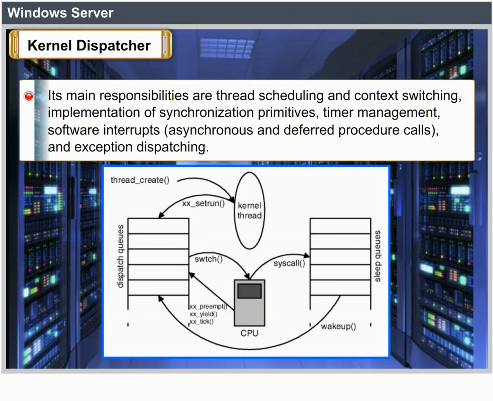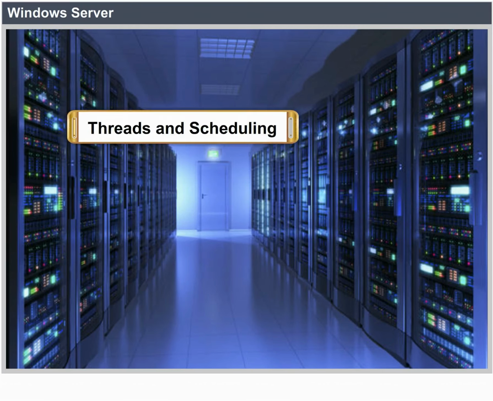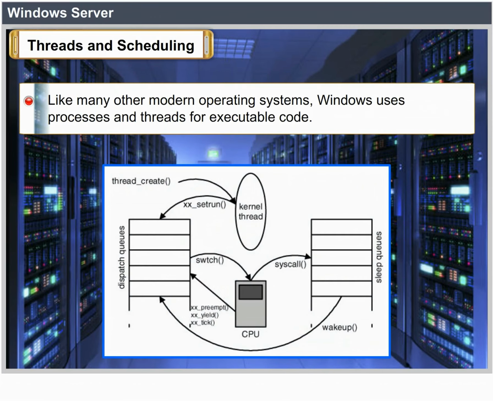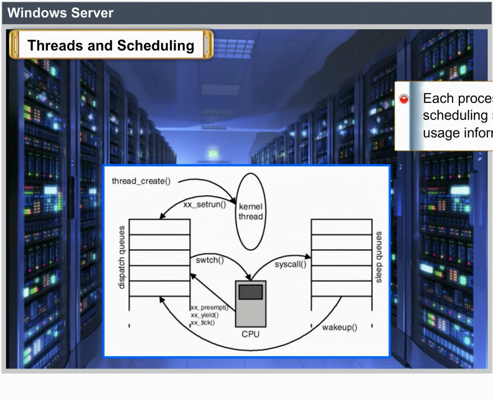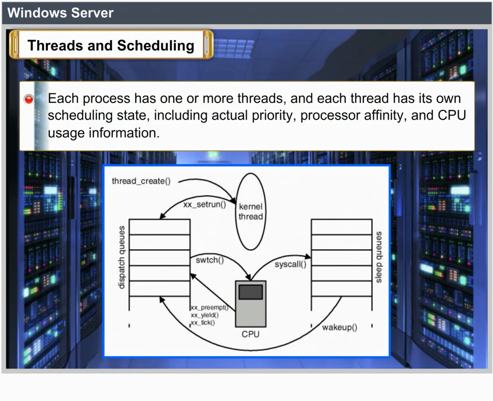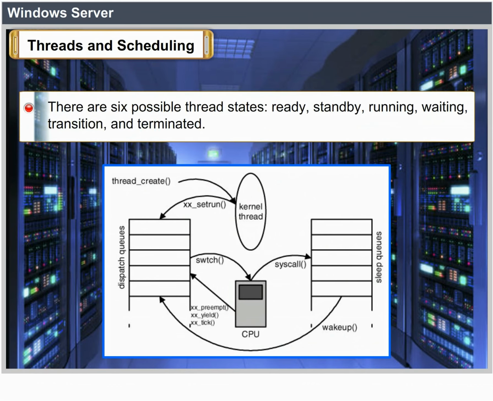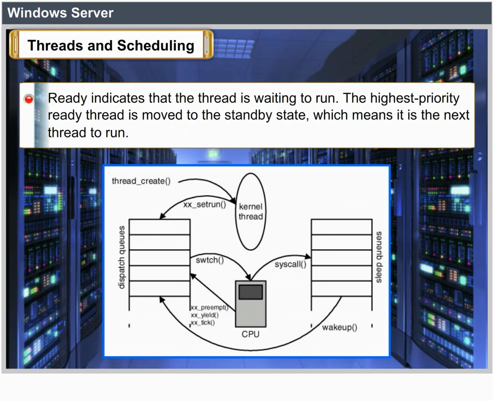Threads and scheduling. Like many other modern operating systems, Windows uses processes and threads for executable code. Each process has one or more threads, and each thread has its own scheduling state, including actual priority, processor affinity, and CPU usage information. There are six thread states: ready, standby, running, waiting, transition, and terminated. Ready indicates that the thread is waiting to run. The highest priority ready thread is moved to the standby state, which means it is the next thread to run.